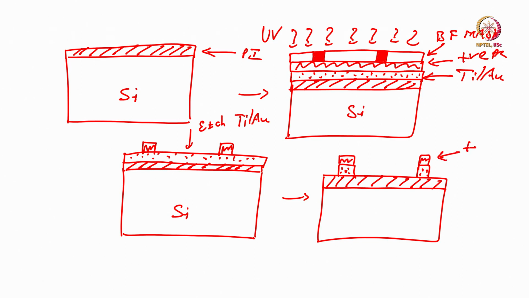So, this is your positive photoresist, and this is your gold on titanium, this is polyimide, right. Then you dip this wafer in acetone. If you do that, you will have this one, correct.